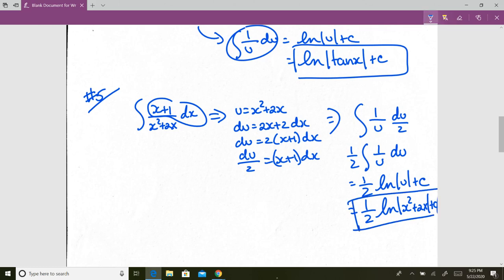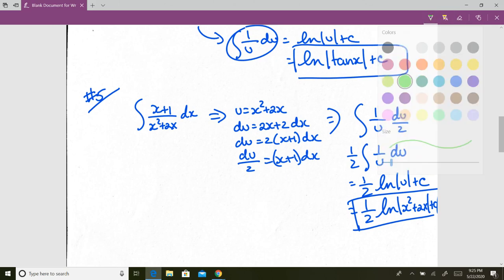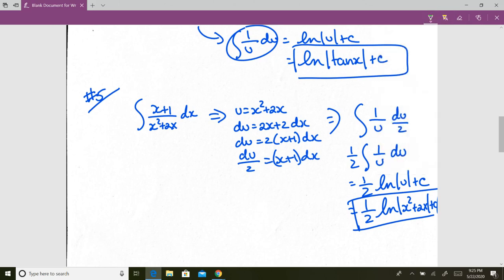If you were doing pattern recognition, you could have recognized, like I said, in your head, the derivative of the bottom is 2x plus 2. So if I had something like that, of course you can't just put a 2 there, you'd have to put 1/2 there. And then the top would be 2x plus 2. And then that integral matches u prime over u, which is the natural log of u.